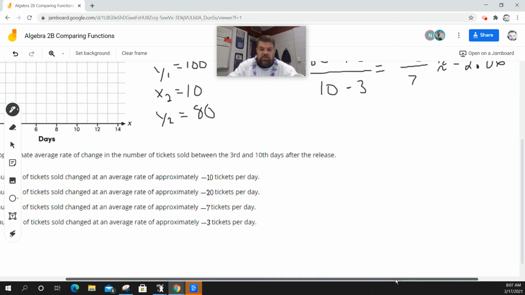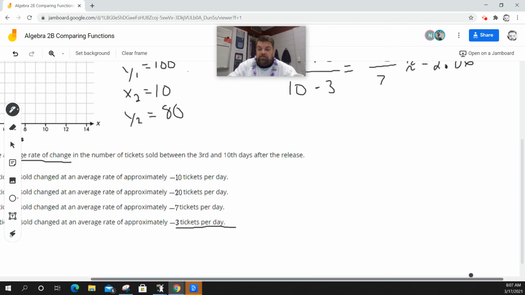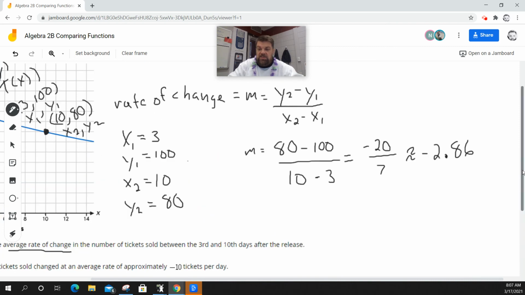So now the question is determine the average rate of change. I think it's D, right? The number of tickets sold changed by an average of approximately 3 tickets per day. Now, the negative number just represents that the total tickets sold went down, right? So this means a negative slope really just represents a decrease in sales of tickets.